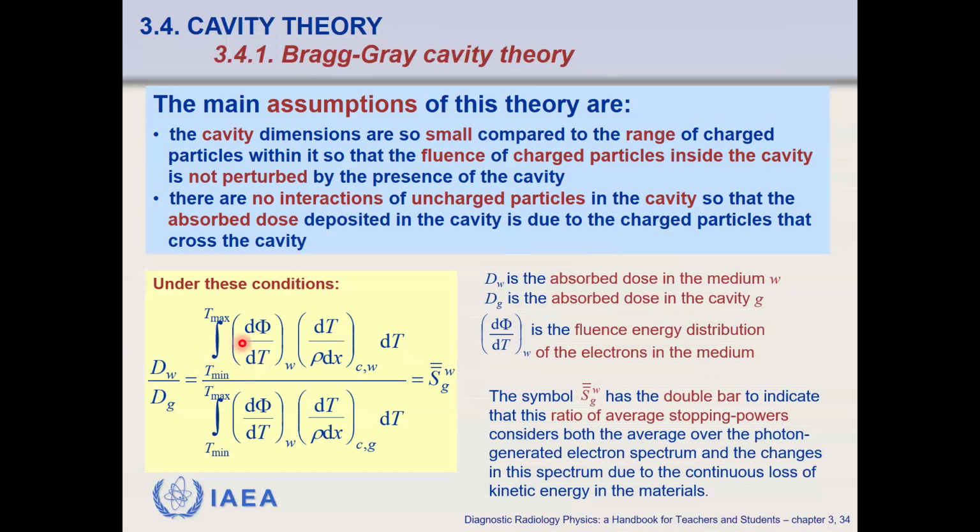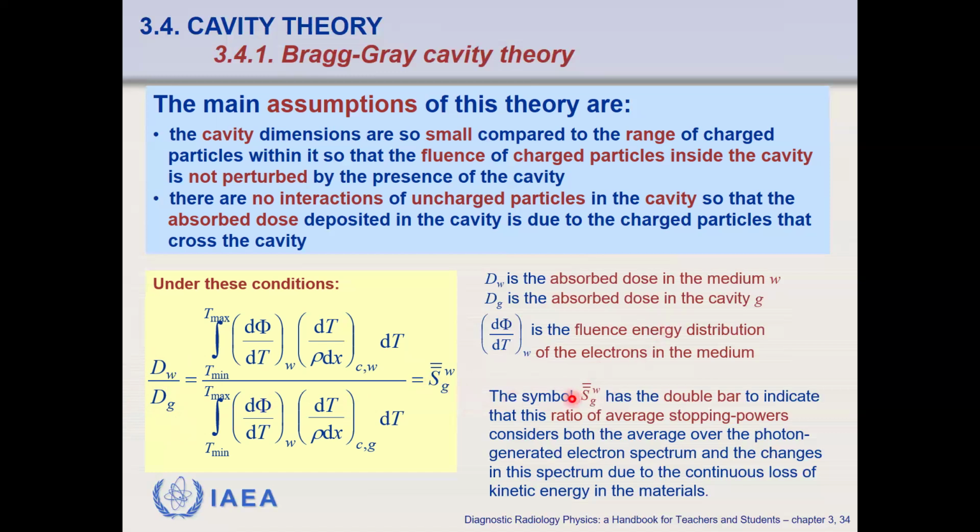So in the equation, here we can see the Bragg-Gray equation. It relates the absorbed dose in the cavity, which is Dg, to the absorbed dose in the medium, which we called here Dw. So Dw is the absorbed dose in the medium w, Dg is the absorbed dose in the cavity g. So the Bragg-Gray equation relates this absorbed dose in the cavity to the absorbed dose in the medium. I can say that Dw equals Dg times s.